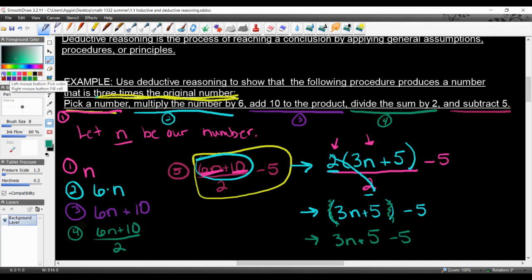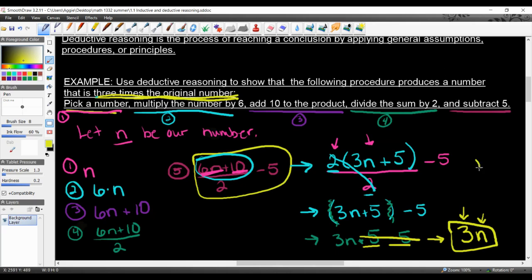And we should see that positive 5 and negative 5 equal 0. So that means this is just equal to 3n. And based on the example that we did before, we can see that this is in fact 3 times the number. So this is what we were trying to get to. Okay, so done, proved.